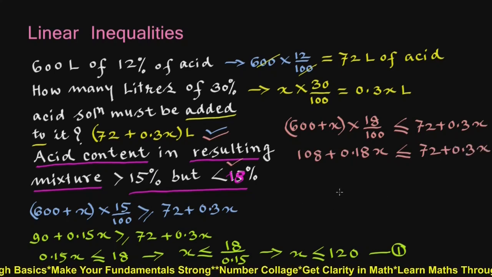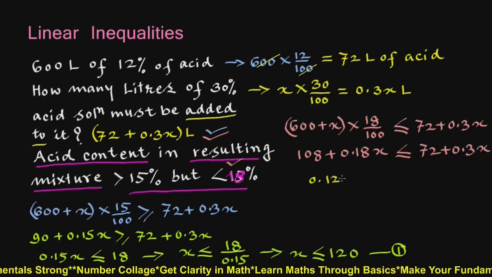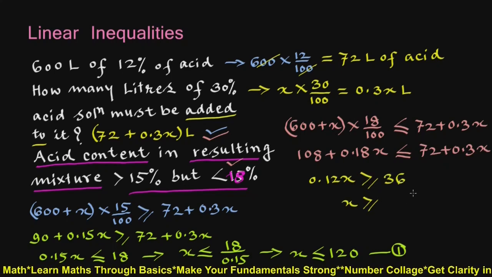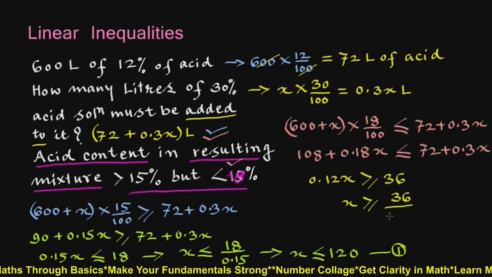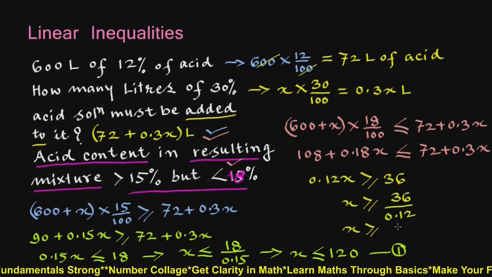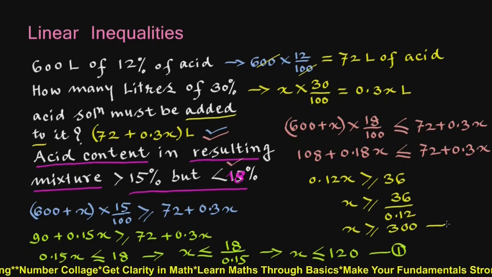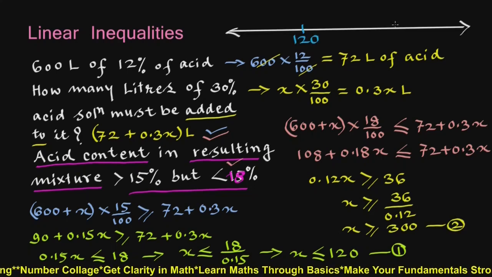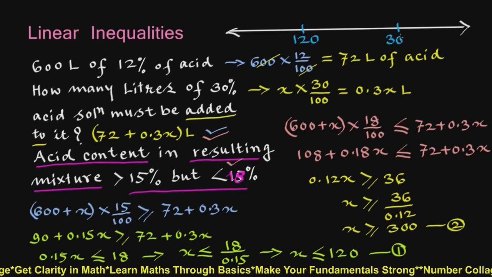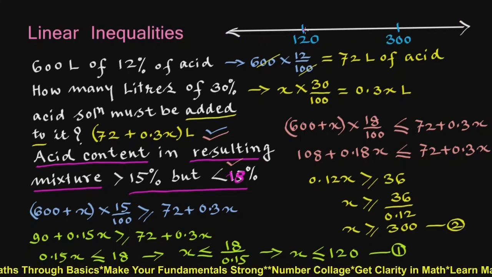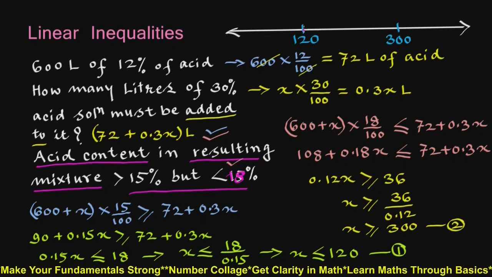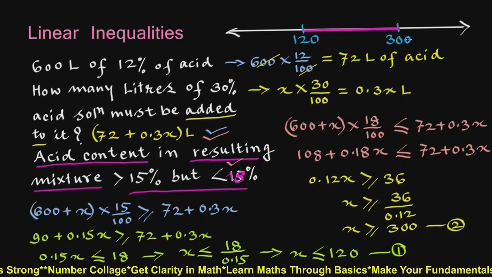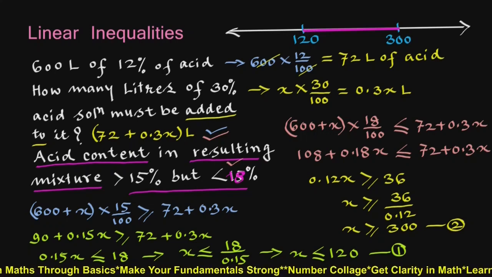That gives 0.12x less than or equal to 36. x less than or equal to 36 upon 0.12, x less than or equal to 300. We name this 2. On a number line, x is between 120 and 300. So the 30% acid solution that must be added to 600 liters will be between 120 to 300 liters.